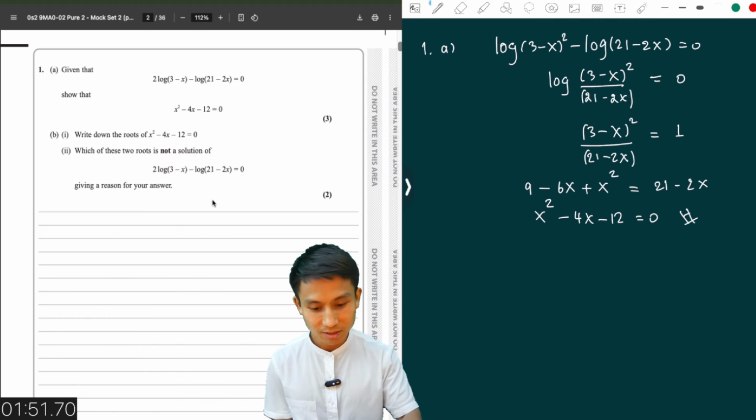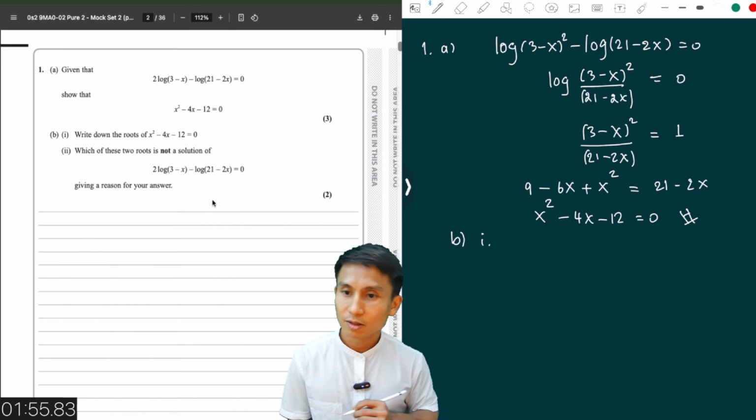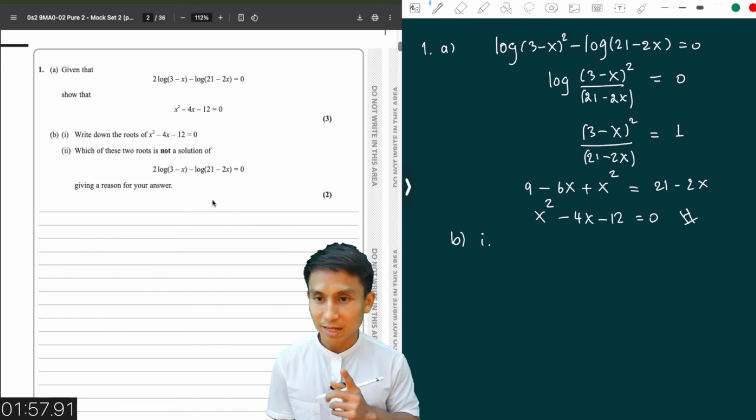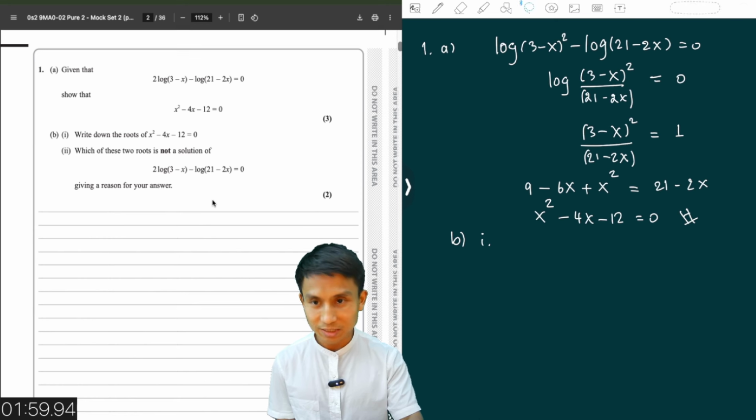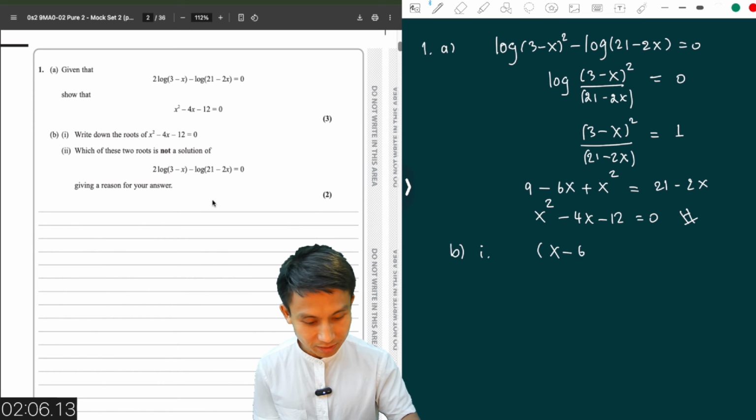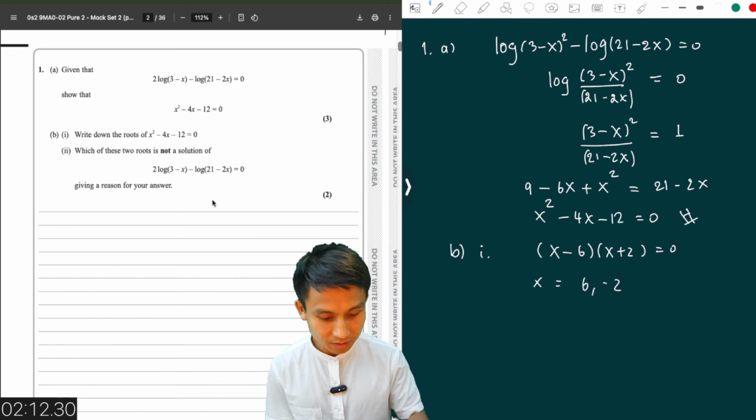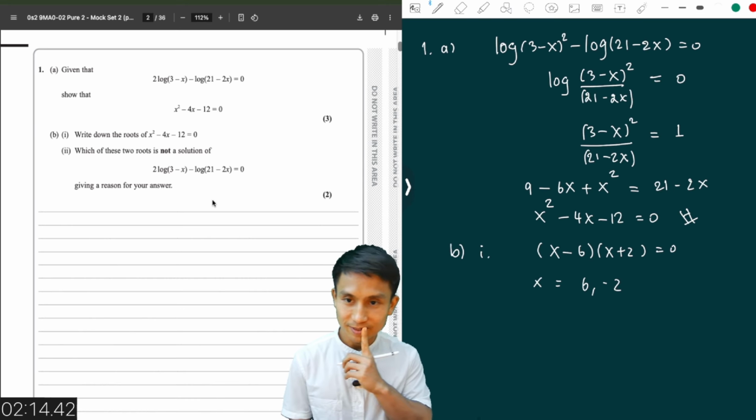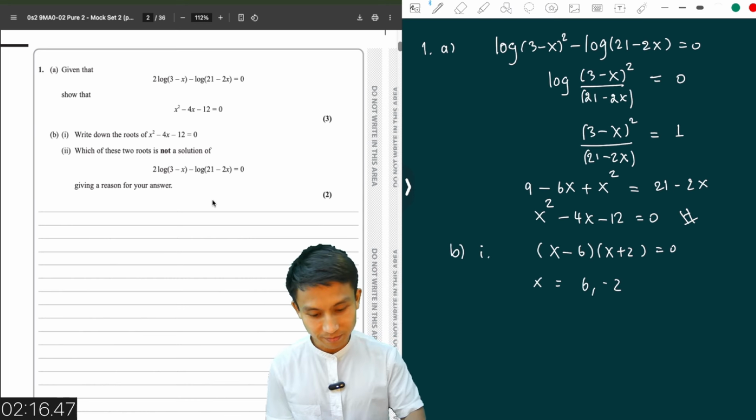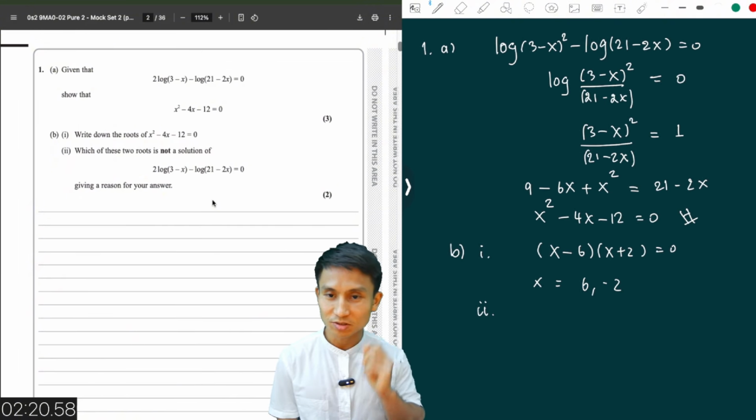That's part A done. Part B. Write down the roots of that. So the roots of that, we can just do a bit of factorization. So I'm just going to do (x minus 6)(x plus 2) equals 0. So the roots would just be 6 and minus 2. Okay, 6 and minus 2 for that. And which of these two roots is not the solution?